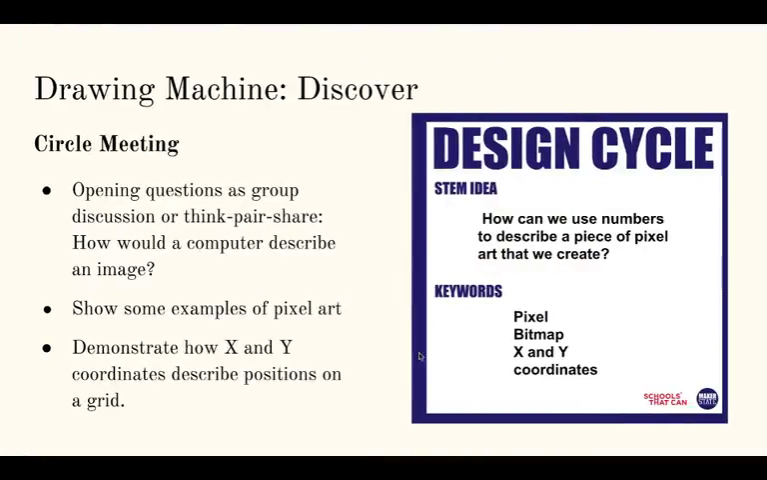And then finally, critical for making that bitmap is going to be the use of X and Y coordinates. That's kind of the STEM idea that's active in this challenge here: how can we use X and Y coordinates to describe the positions of these pixels on this grid, right? And that's going to be a really important concept as we head towards Scratch, where we'll use X and Y coordinates to describe the positions of lots of different sprites and different events happening on our screen.